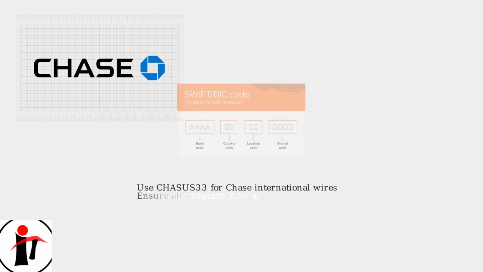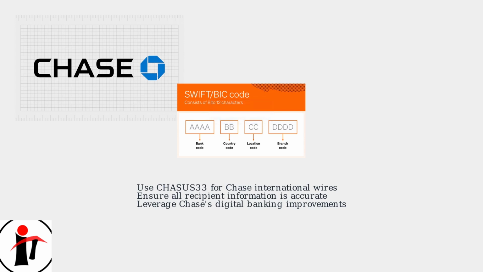Remember, the CHASUS33 code breaks down as CHAS for Chase Bank, US for United States, and 33 for the New York location. Having accurate information and using Chase's improved digital tools will ensure your international transfers are processed smoothly and efficiently.